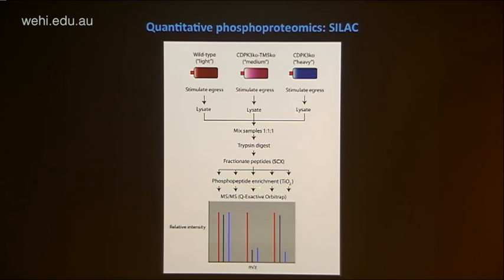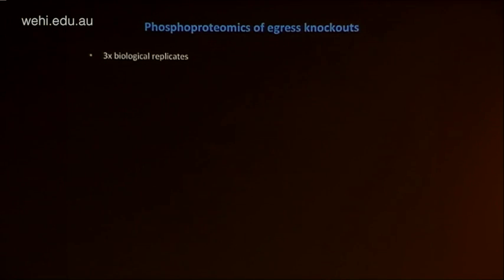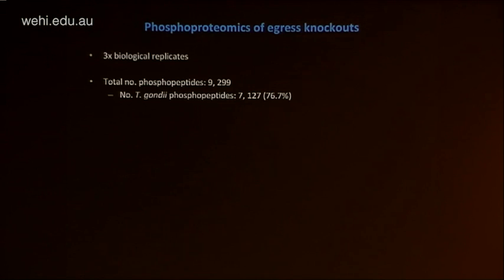At the end of this, what you get out is a really nice MS spectra, which can show the relative intensity of peptides between these three populations. And these are separated out because of the presence of those different labelled amino acids. So doing these experiments in Vancouver, I was able to do 3 biological replicates in my time there. And from those 3 experiments, we were able to characterise a total of 9,000 phosphopeptides, of which 7,000 were Toxoplasma phosphopeptides.